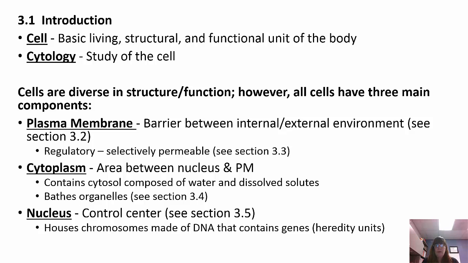The nucleus is the control center, so the nucleus is like your boss. The nucleus tells the cell what to do, when to do it, and how much to do it. This is where the chromosomes are, and chromosomes are made of DNA, and DNA contains genes, which are the hereditary units. So the nucleus contains our chromosomes, which basically dictate who we are, what proteins we will make, and when we will do everything, including certain aspects of behavior.